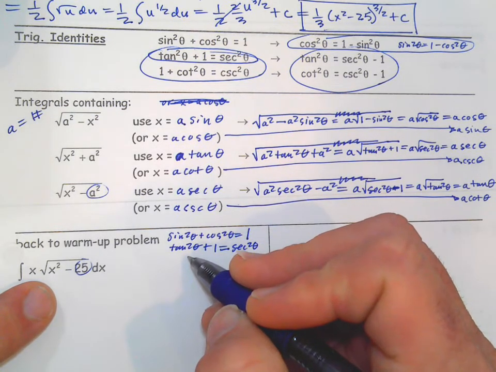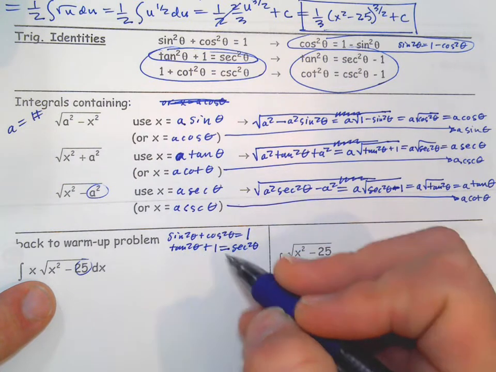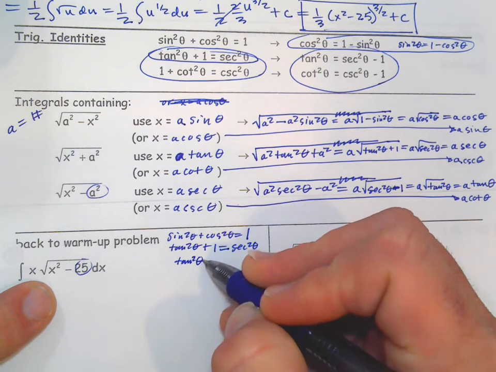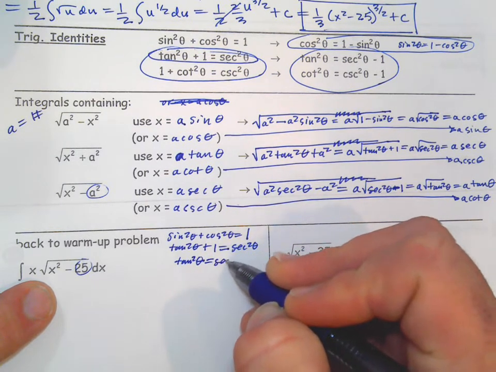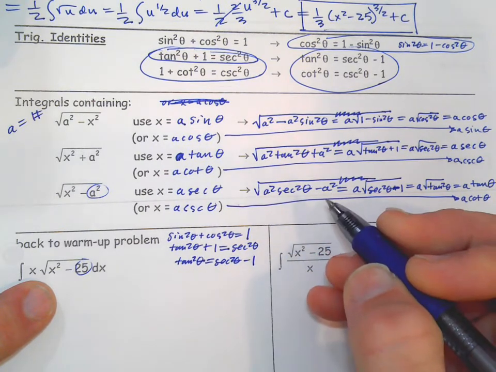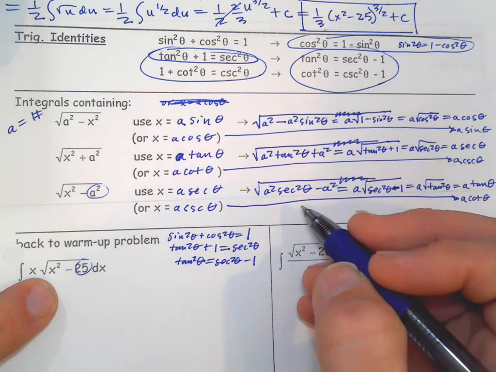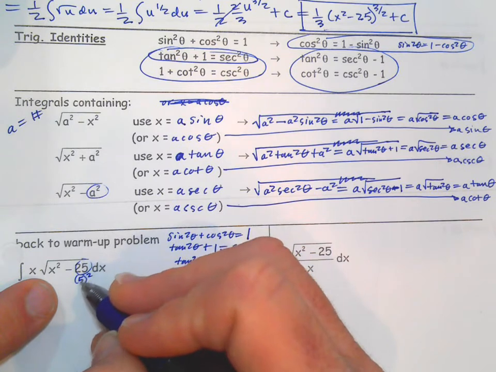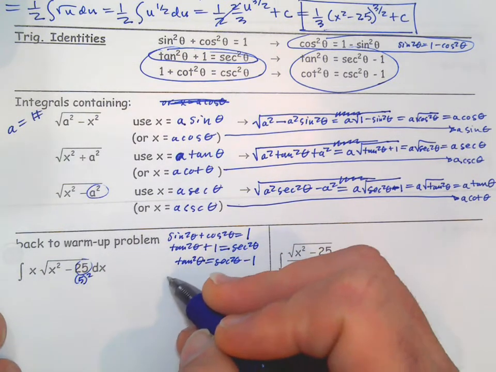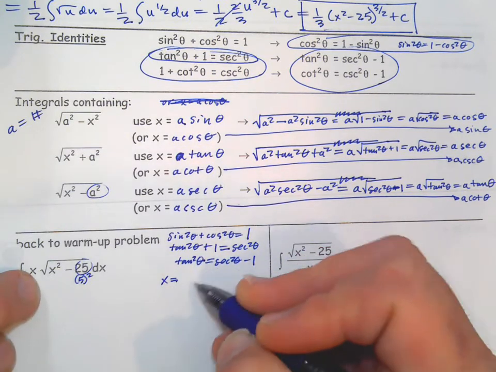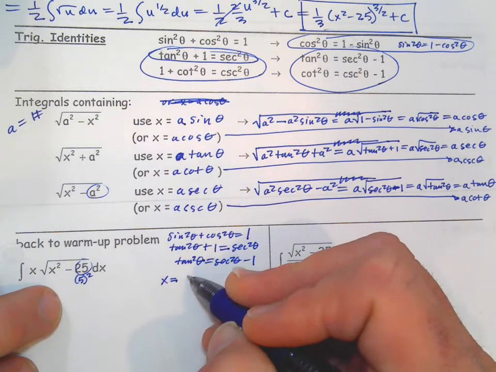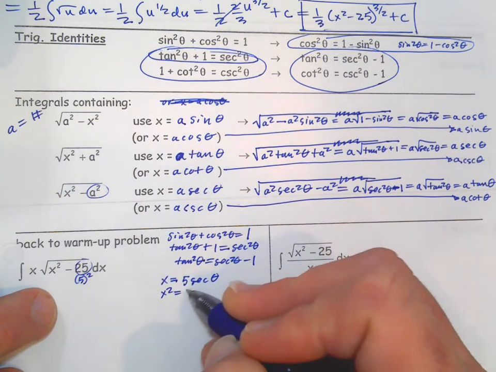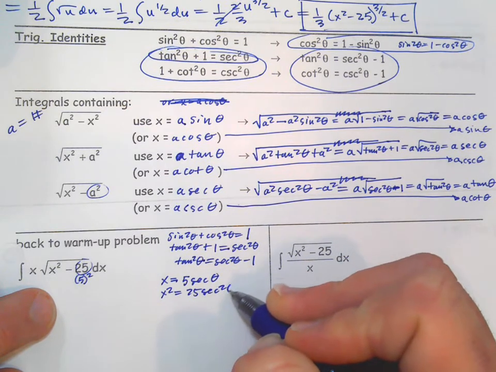So I'm going to go with tangent squared theta equals secant squared theta minus 1. And I think I can make that fit that pattern. Okay, now this is where the 1 goes. This is the a value. It's 5 squared. So we're going to say, let's create a temporary, we're going to substitute this expression. It's going to be 5 secant theta. And so then x squared is going to equal 25 secant squared theta.